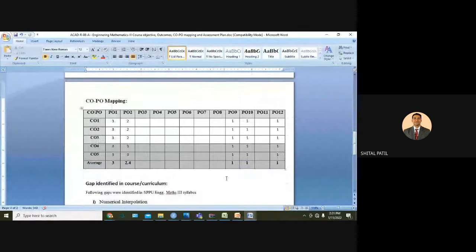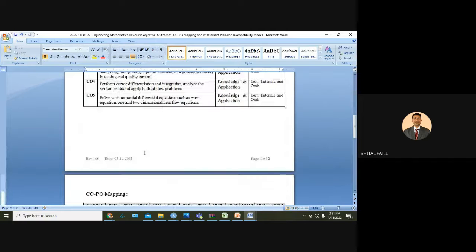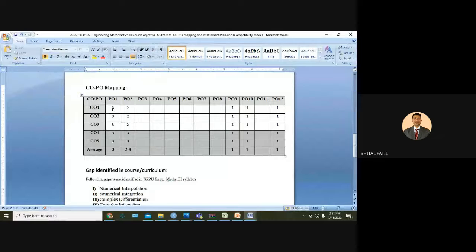Then this is the mapping. POs, you remember? PO1, PO2, PO3, you remember? 12 POs are there. And then COs we define here. CO1 is on unit number 1, that is mapped to PO1 at level 3. 3 levels are there: level 1, 2, 3. Level 1 means weakly mapped, level 2 means moderately mapped, and level 3 is strongly mapped.